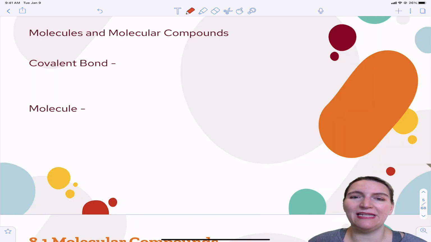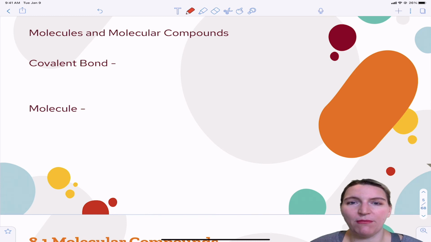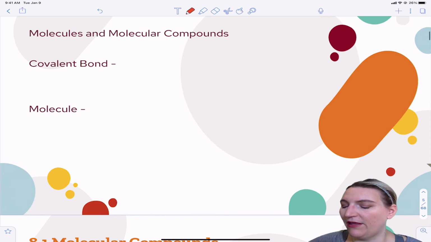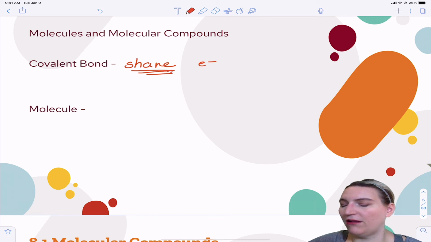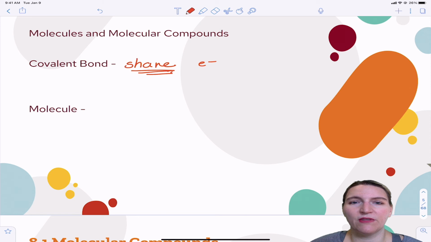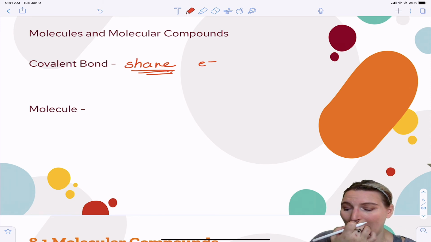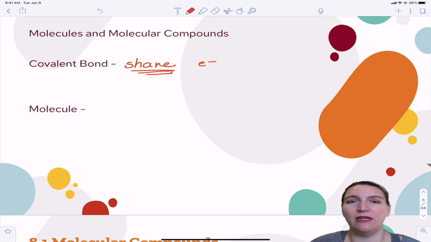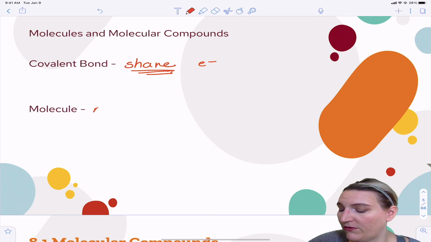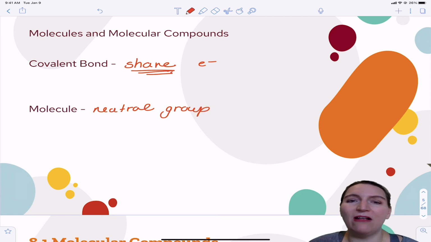So then what is the exact definition of a covalent bond? Well, a covalent bond is when 2 nonmetals, and this is the big word here, they share electrons. They share electrons in order to get that full outermost energy level. And a molecule is a neutral group of atoms held together by covalent bonds.